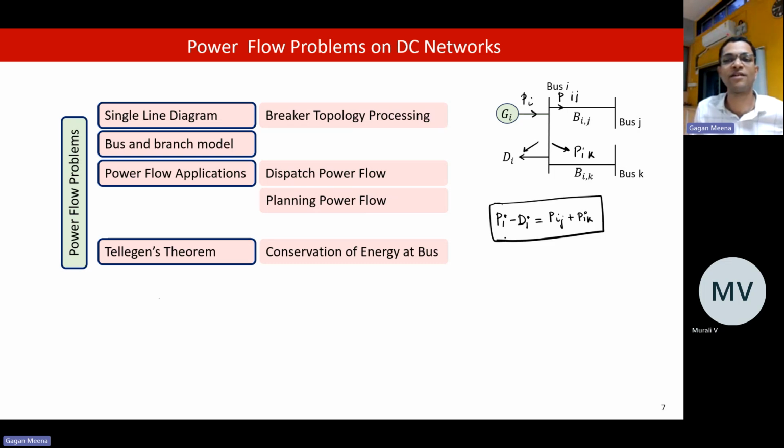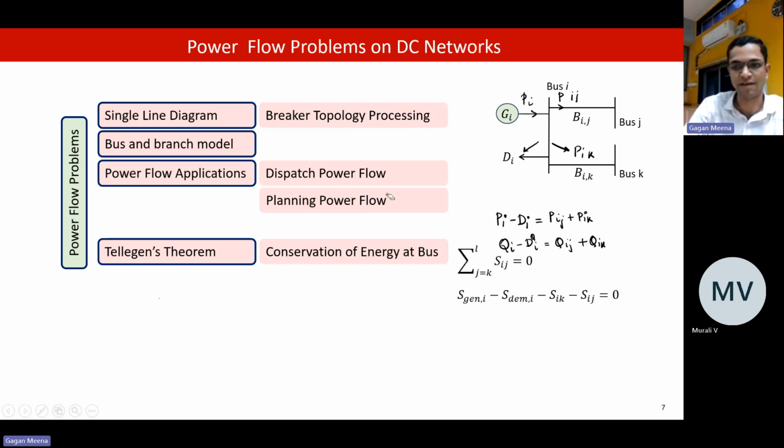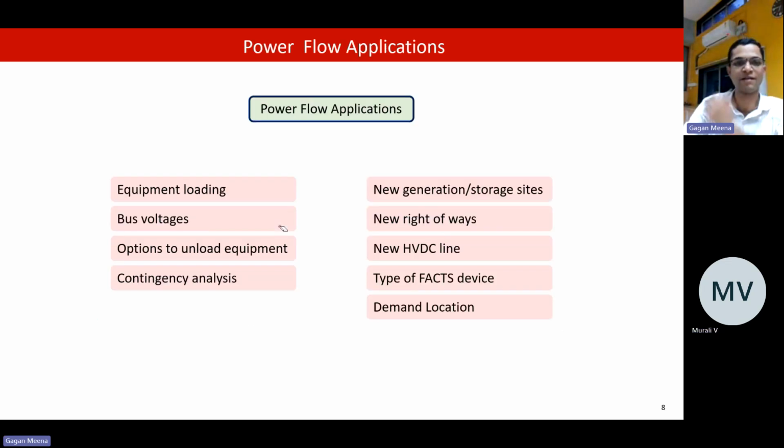Similarly, we can write it for the reactive power also. So Qi minus Qdi will be Qij plus Qik. So this is Tellegen's theorem, conservation of energy. The same thing is written here for real and reactive power. Then we saw the DC power flow. These are the power flow applications we have already discussed.